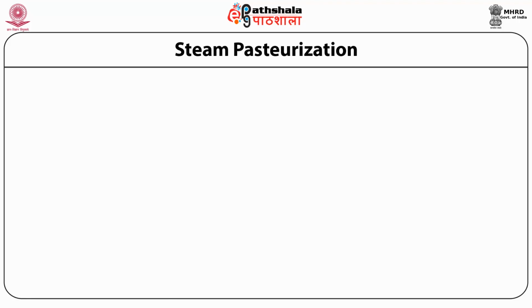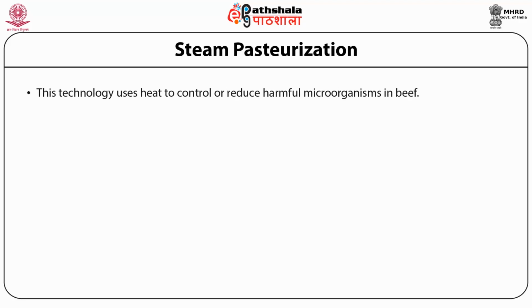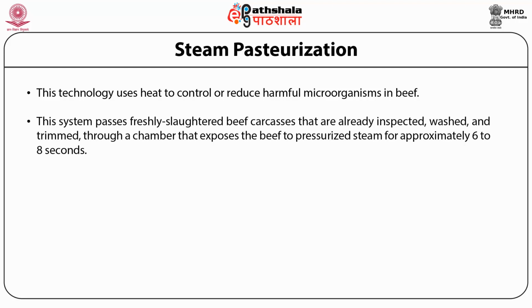The second agent for heat application is steam. As we know, steam is formed by superheated water, which has a temperature higher than the boiling temperature of water. This technology is used to control or reduce harmful microorganisms in some foods like beef. This method is not applicable to milk.